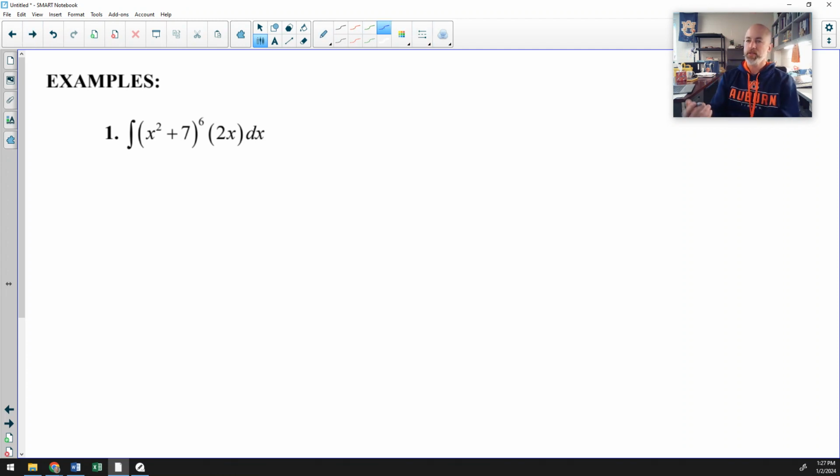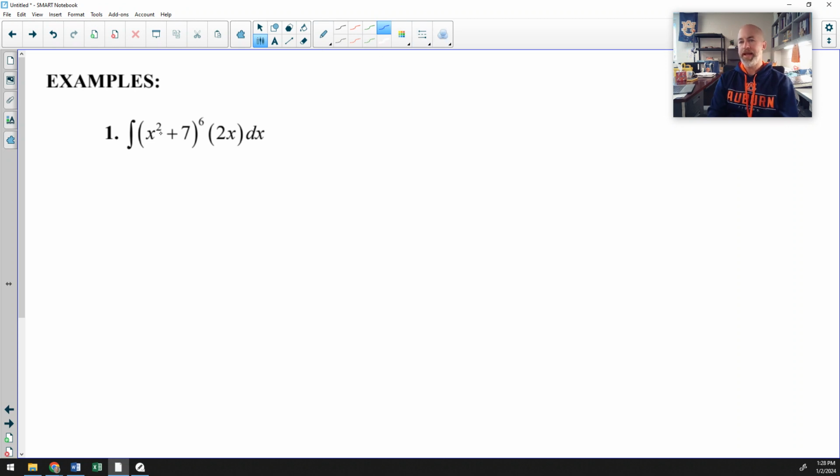So let's look at this first one. I want to find the antiderivative of this thing. It's not a power rule and it's not recognition. You always want to consider algebraic options to make the antiderivative easier. The only way you can turn this into a power rule antiderivative is if you fully expanded x squared plus 7 to the 6th power, which would obviously be way too cumbersome.